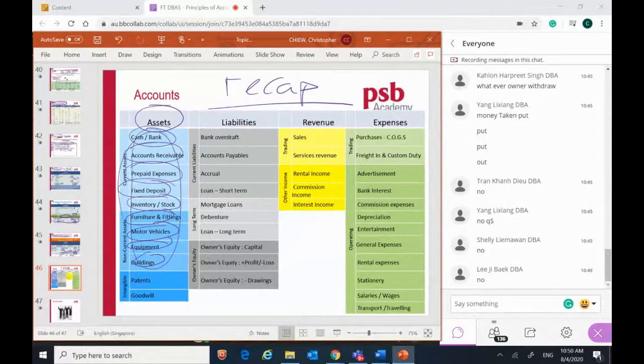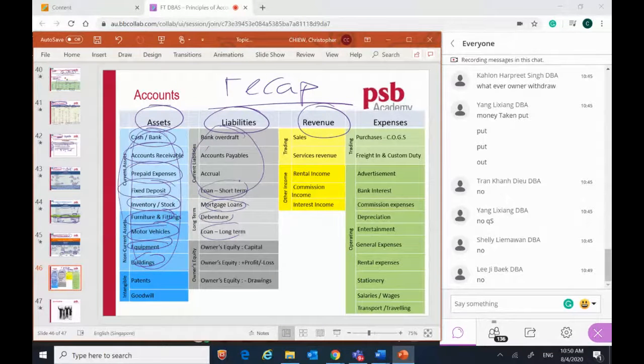All these provide benefits to the company in the future. They are your assets. Now, the second category of items are called your liability. This is what you owe. Examples of liability: your bank overdraft, accounts payable, accrual, short-term loan. You've got your mortgage loan, debentures, long-term loan. Now, don't worry about all these names. These are all whatever you owe. These are all your liabilities. So far, so good.